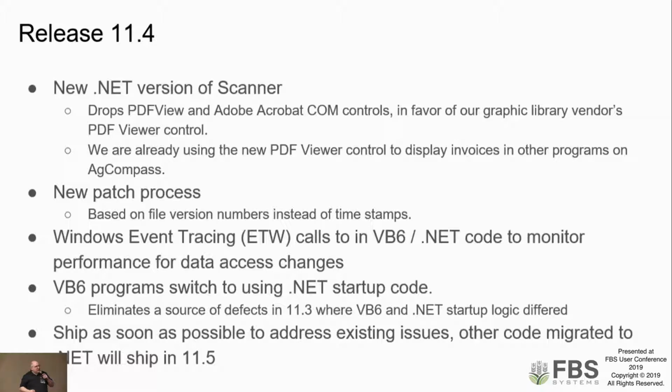We're going to have a new patch process. We're going to get rid of the timestamp issue that we've had. It's going to be based on file version numbers. We've added Windows event tracing calls, which again is under the hood. You may not care too much, but it'll enable us, if we have other performance issues, to use some Windows tools to monitor those and get counts as to where the code's slow if there's a slowdown.